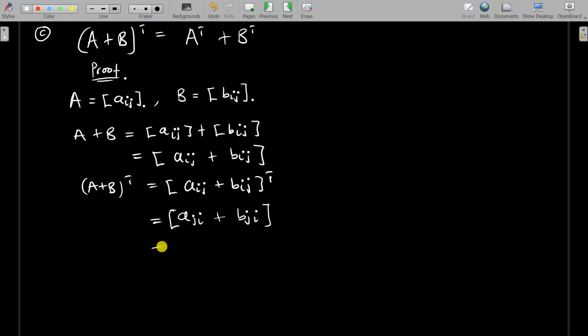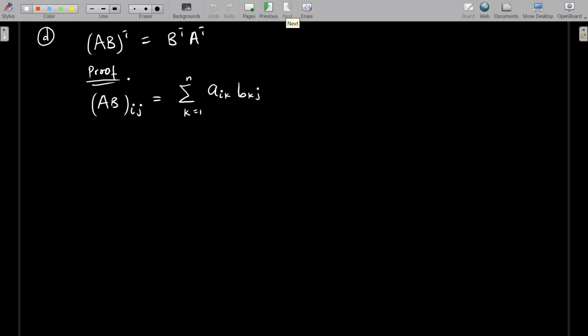Okay, and I can then split this as Aji plus Bji, and this here is A transpose, and this here is B transpose, and that ends the proof, right? So that's the proof to why the transpose of A plus B is the sum of the transposes together.